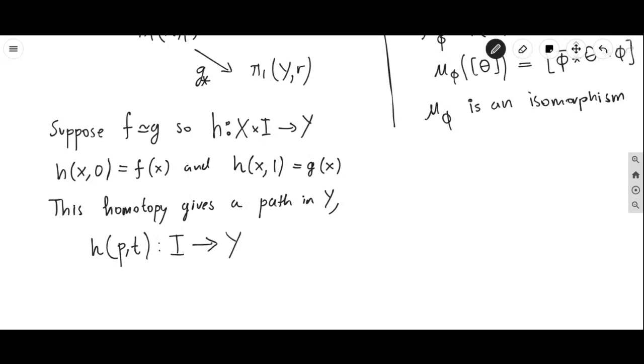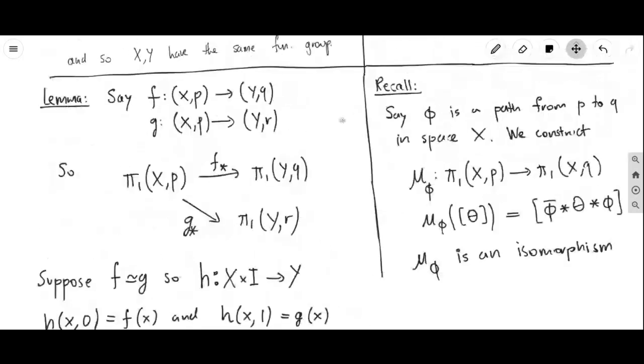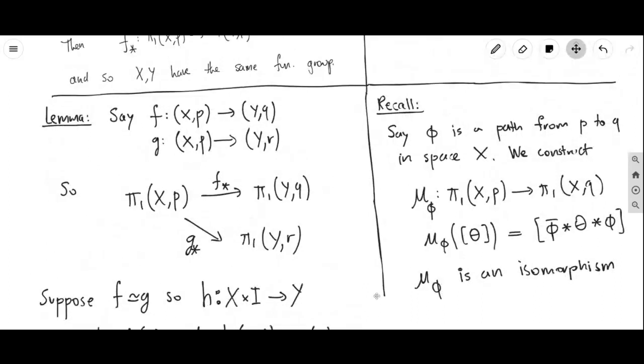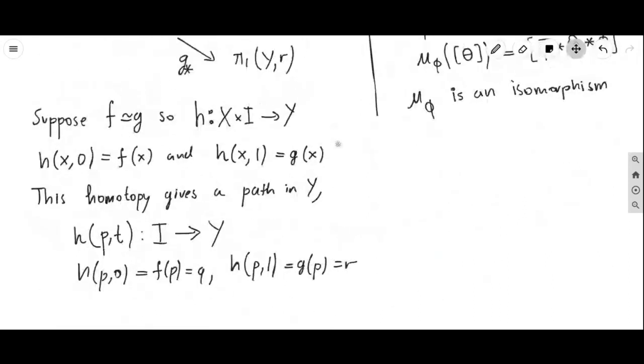When time is equal to 0, what is this? This is precisely f of P, which in this case is Q, and H of P, 1 would be G of P. That's the other one because it's a homotopy. When time is 0, you get f of X, and when time is 1, you get g of X. So this would be g of P, but g of P, by assumption, is equal to point R. So the homotopy gives you a path. You use the homotopy to create a path.